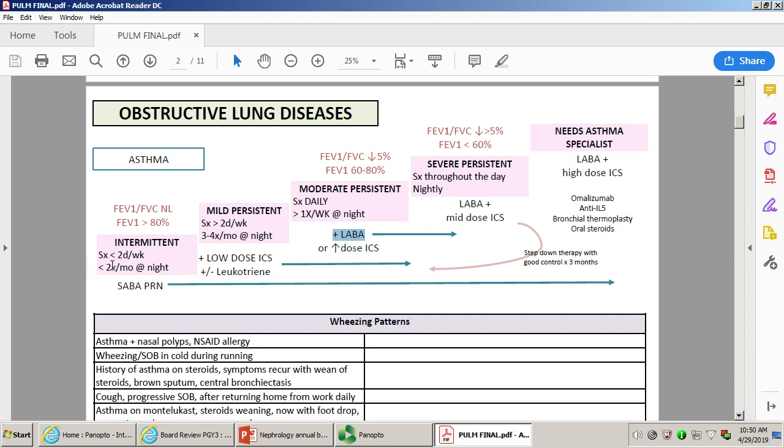So in terms of this ladder here, you have your symptom categories, and you have your FEV1 and FVC ratio changes. I would say the more important one to memorize is going to be the symptoms. I usually remember mild persistent because it's more than 2 days per week and more than 2 nights per month, right? So it's the 2s. If it's not that, it's intermittent, and if it's more than that, it's moderate persistent. So that's the one that I always stick in my brain.